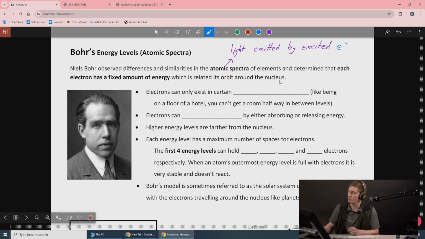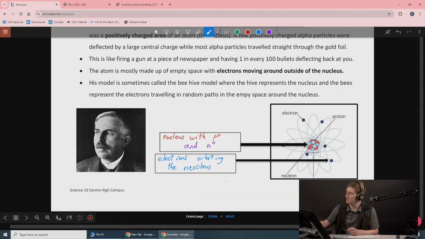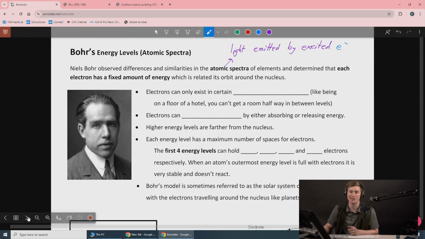So Bohr came up with this idea, not just like Rutherford, where these electrons could be in seemingly just a random moving around location. There's actually some organization to how they are orbiting around the nucleus. And he said electrons can only exist in certain energy levels, kind of like being on the floor of a hotel. There's not a room halfway between floors, or if you're at Center High, there's not a room halfway between floors.